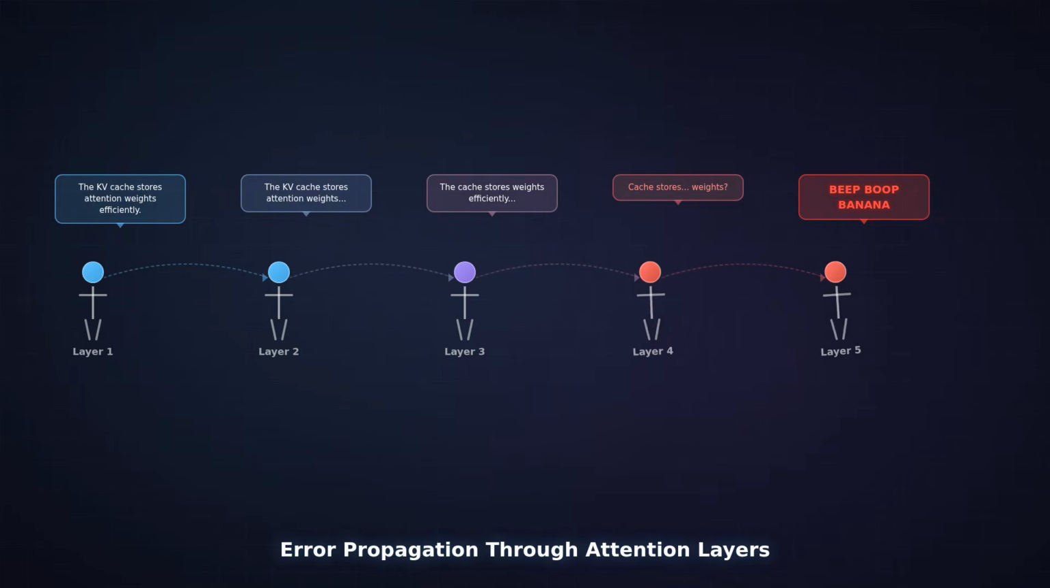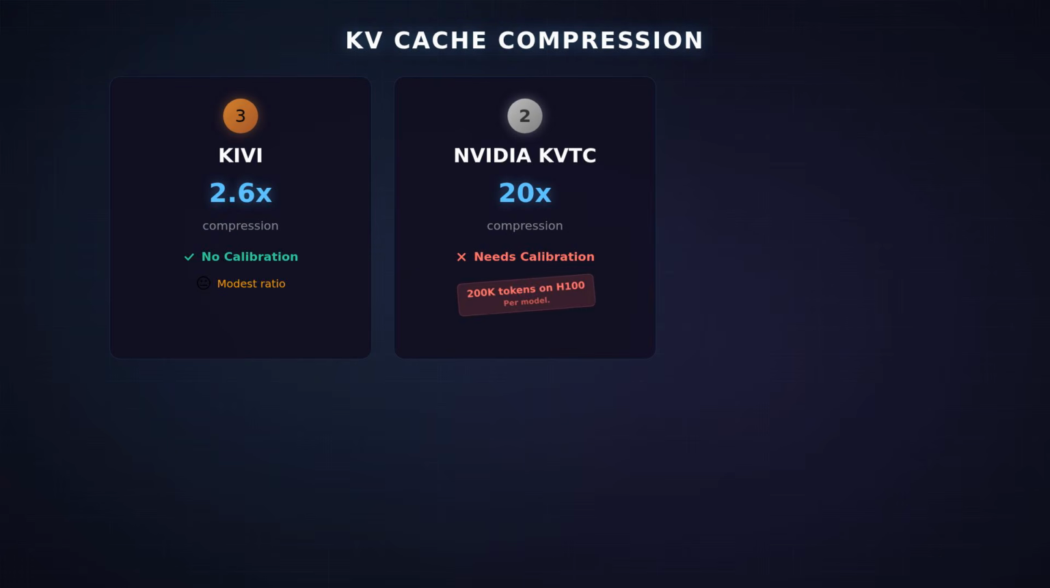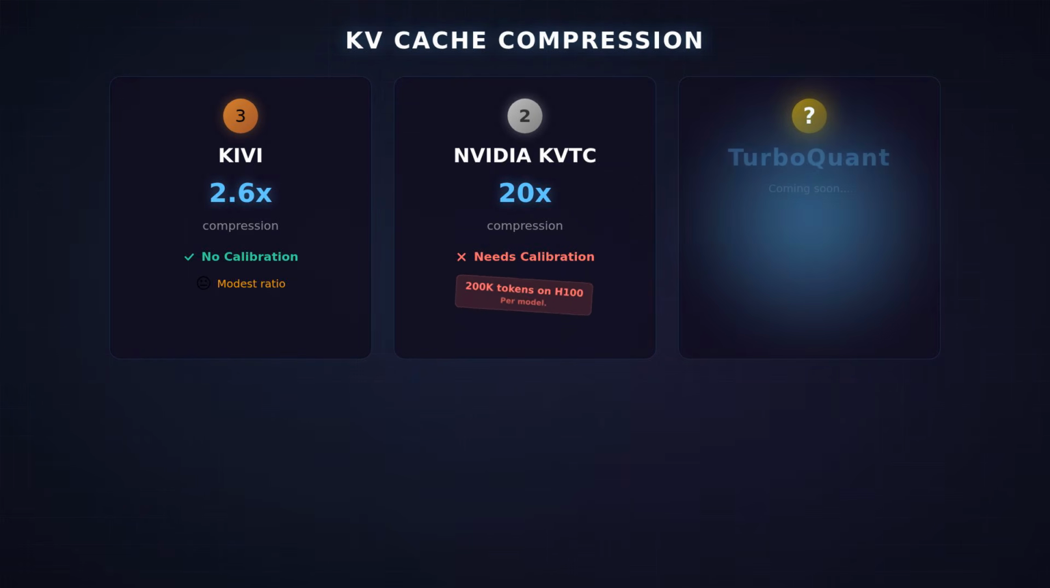Each generation loses something. Before TurboQuant, the state of the art was KIVI, about 2.6x compression. Decent. Ships with Hugging Face. Then Nvidia dropped KVDC, up to 20x compression, which sounds incredible until you learn it needs 200,000 tokens of calibration data on an H100. Per model. Every time. Everyone assumed this was just how it worked. Better compression meant either expensive calibration or accepting quality loss. Pick your poison. That was the deal. Until February 2026.